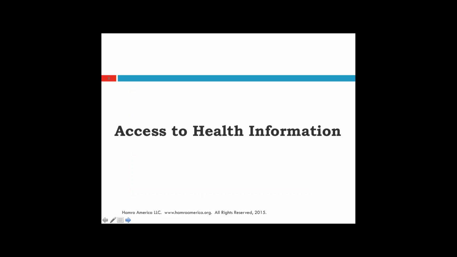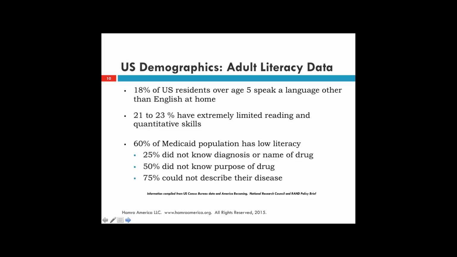So now, with this demographics, with this diversity in our population, how do people access the health information, right? 18% of the U.S. residents over age 5 speak a language other than English at home. 21 to 23%, or some 40 to 44 million of the 191 million adults in the U.S., have extremely limited reading and quantitative skills, almost level 1. 60% of the Medicaid population, which is a majority of our refugee population that we serve, has low literacy. 25% did not know the diagnosis or name of a drug when asked. 50% did not know the purpose of the drug, and 75% could not describe their disease.